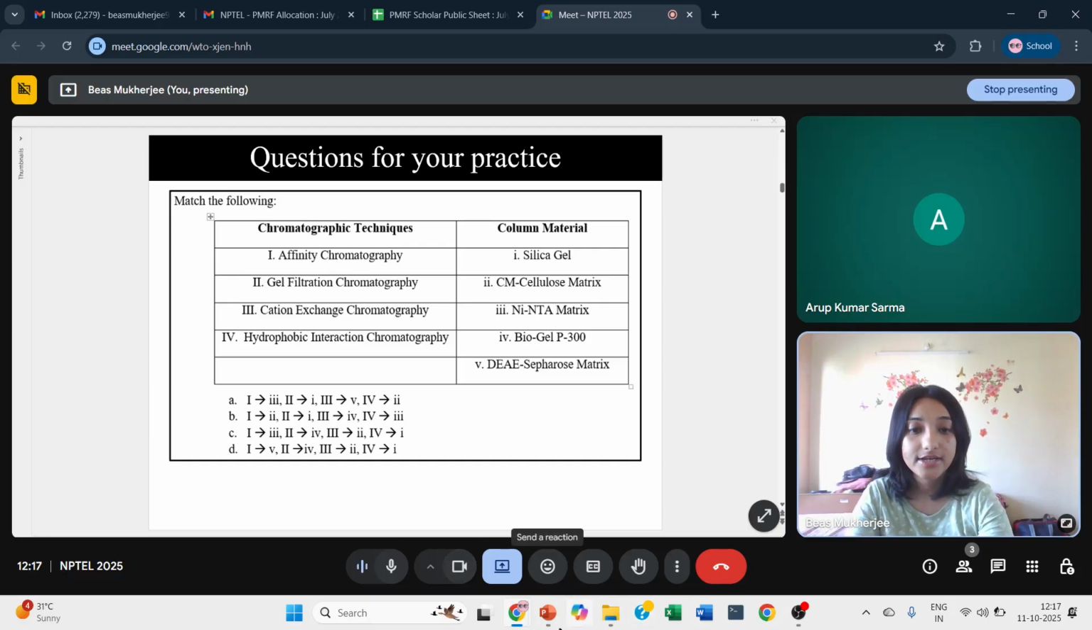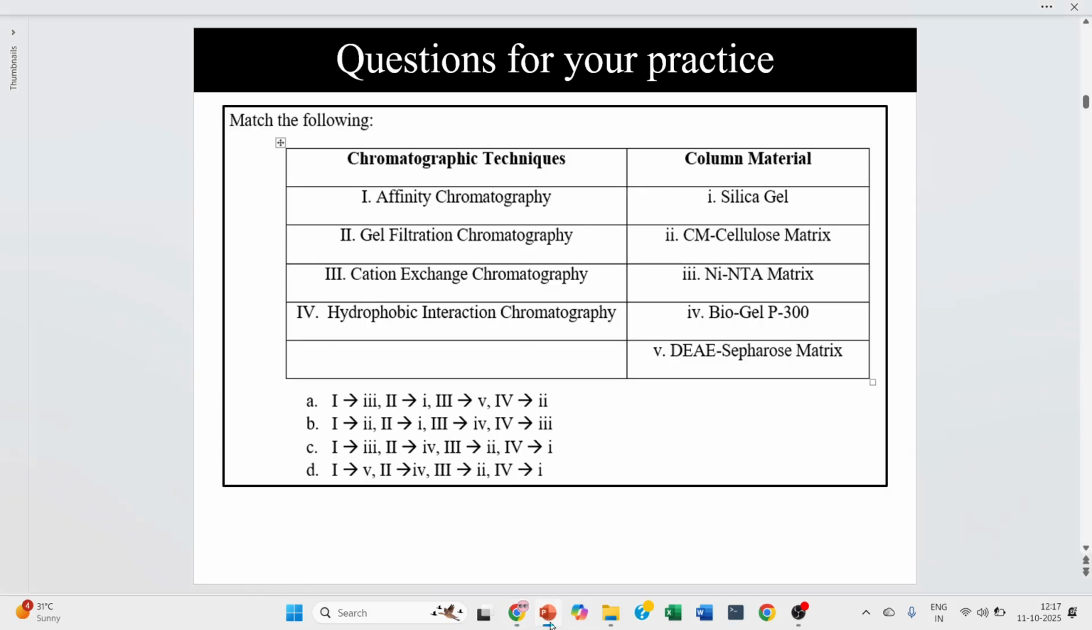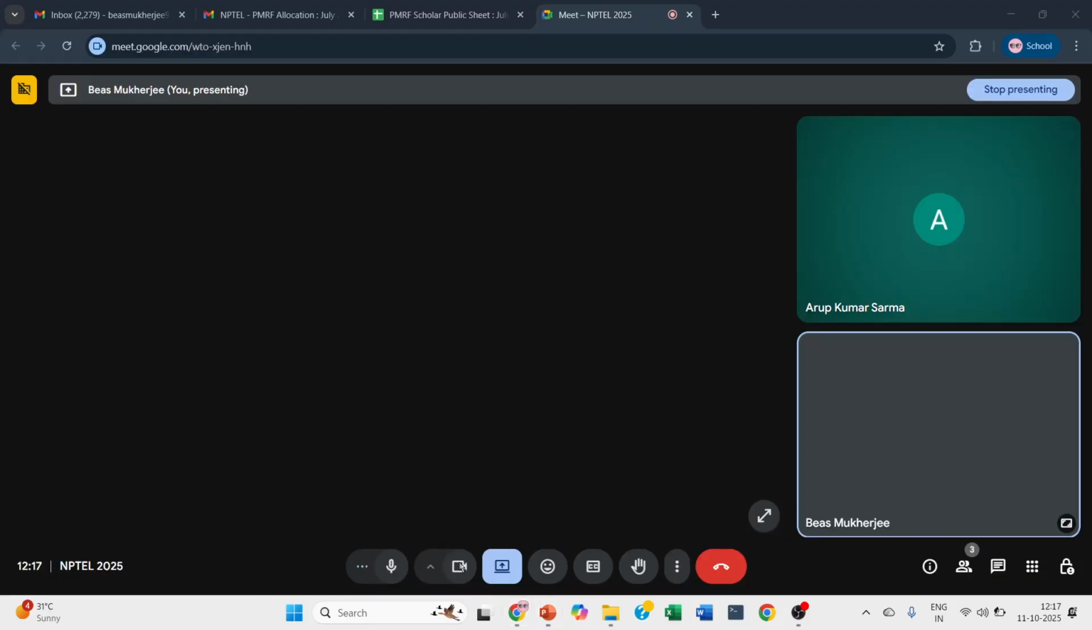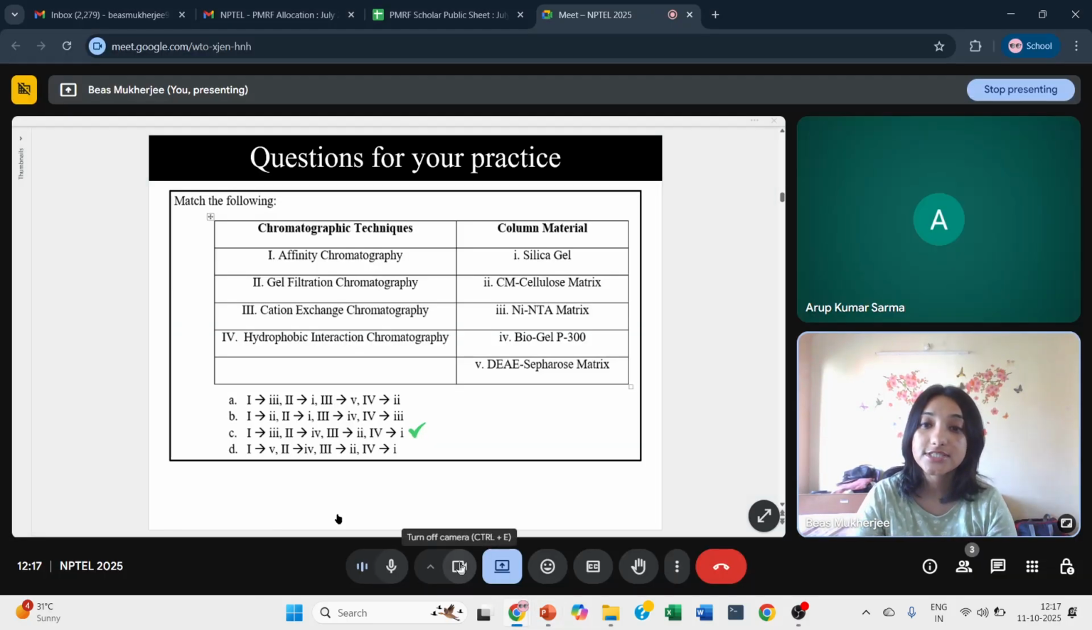So we'll look at the right answer. The right answer is option C, which is 1 is 3. For affinity chromatography, of course, you need Ni-NTA matrix. And for gel filtration chromatography, it is Biogel P300.